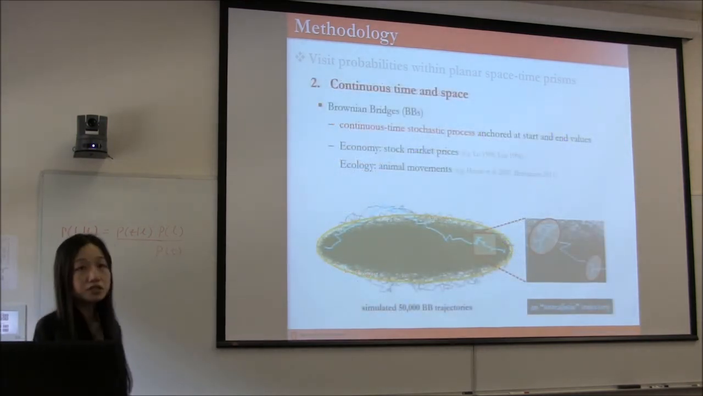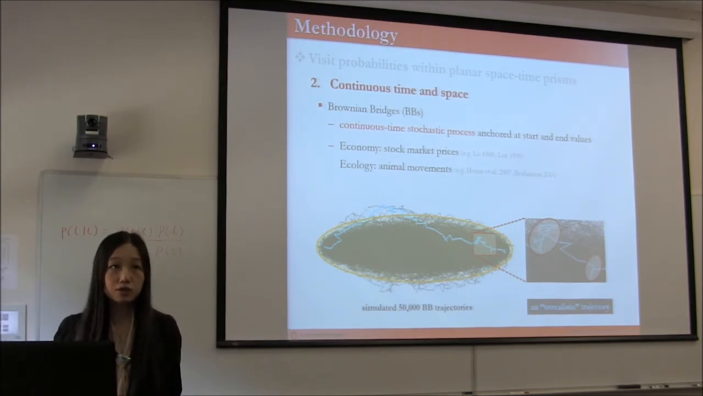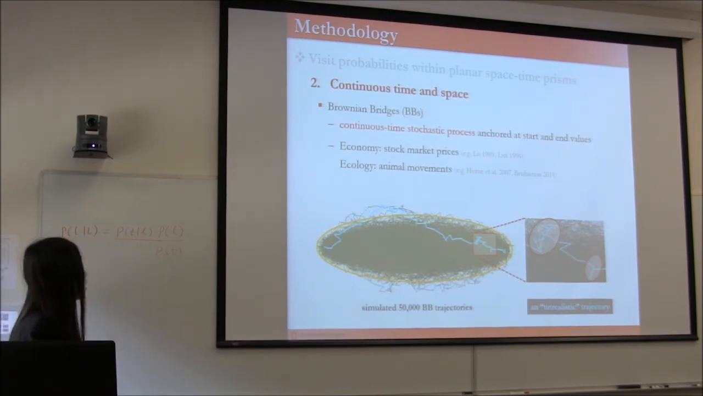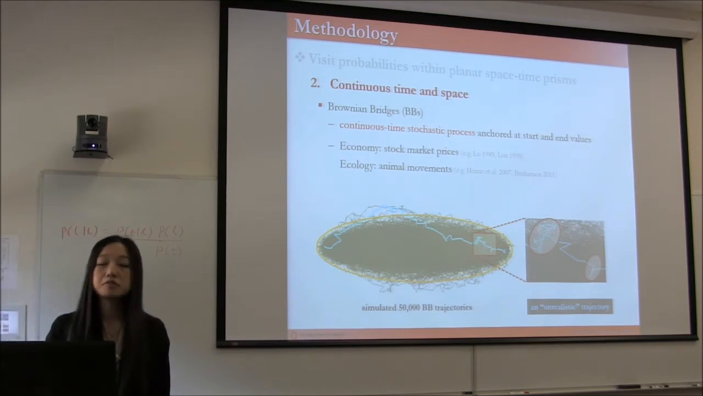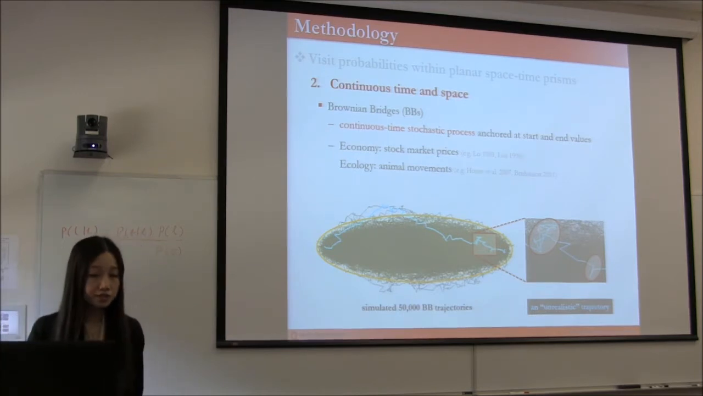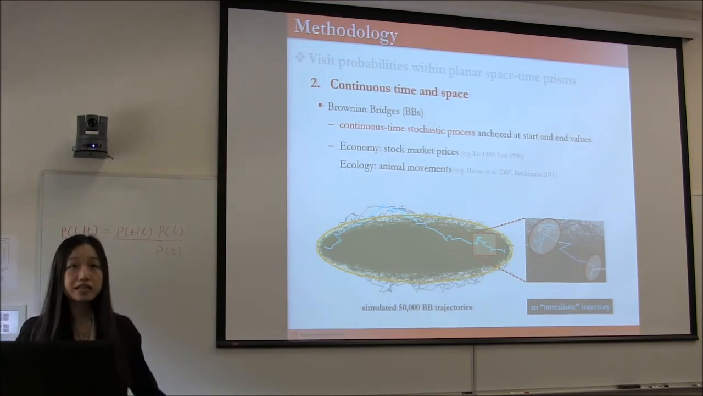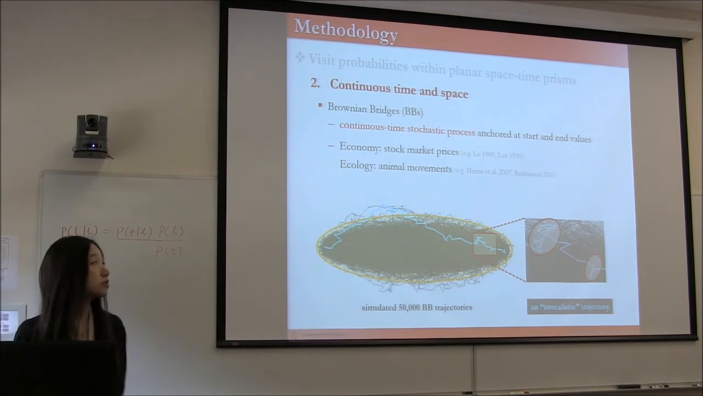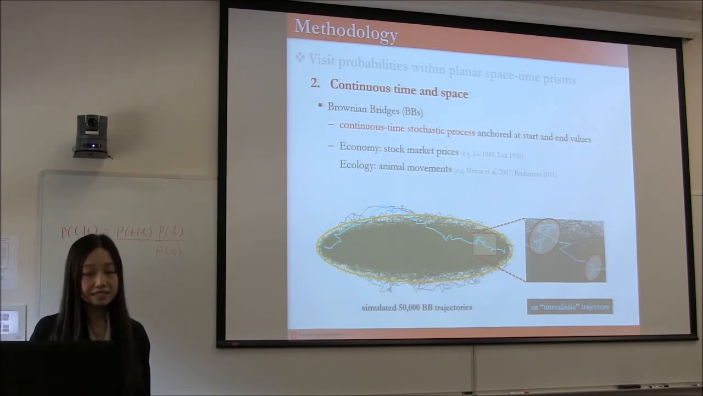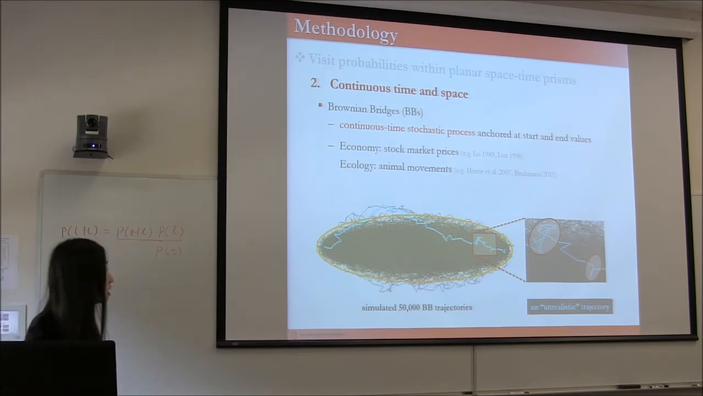That's the reason we tried to develop a continuous one to solve those kinds of problems. The method we use is Brownian bridges. Basically, a Brownian bridge is a continuous-time stochastic process anchored at the start and end points. It has been widely applied in economics to model stock market prices, and in ecology to model animal movements. This is 50,000 simulated Brownian bridge trajectories.